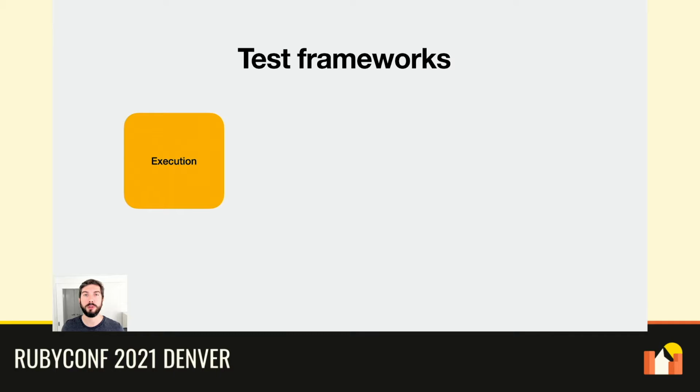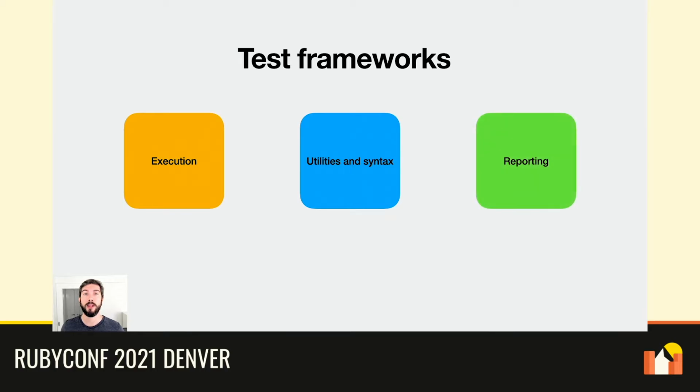We have execution, so how do we organize the work, build the queue, and dispatch that to the worker pool? Utilities and syntax, so what is available for us to test our applications? Are there assertions, expectations, stubs, mocks, anything we can use to test the application? And reporting is how do we display information to the user about what's going on and what happened during the test run.